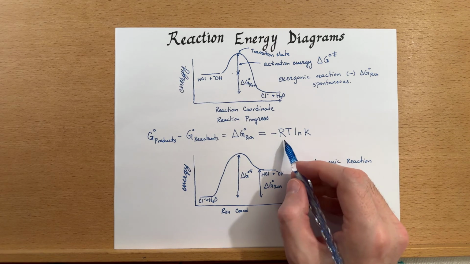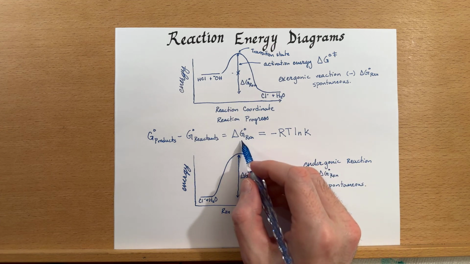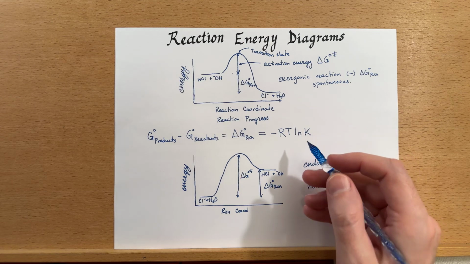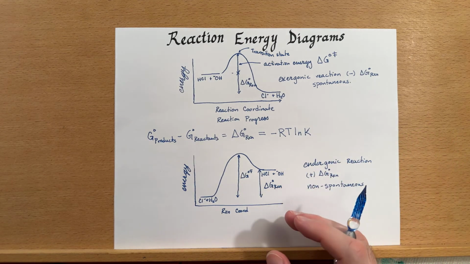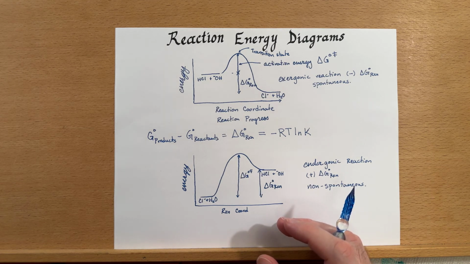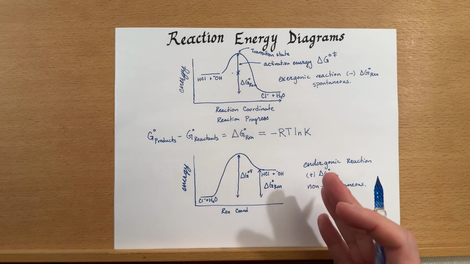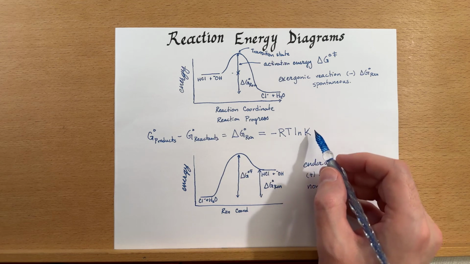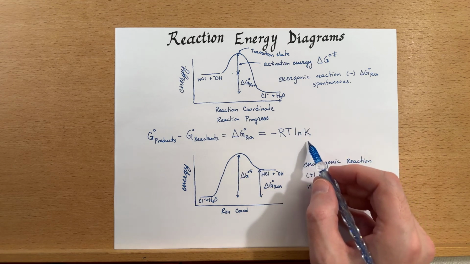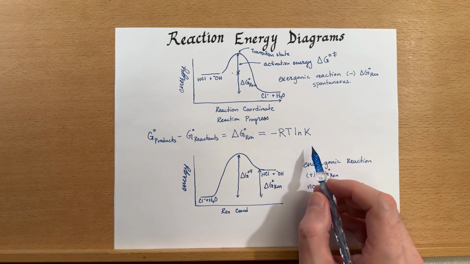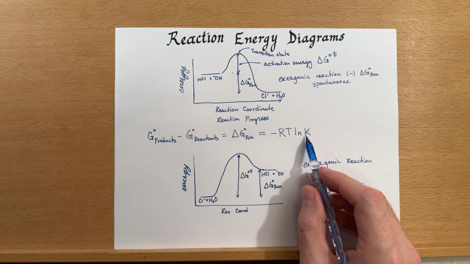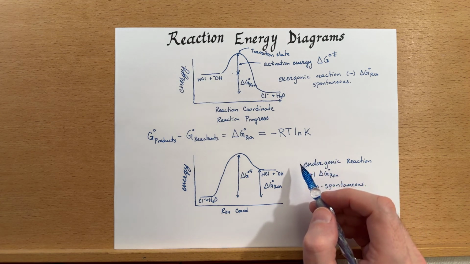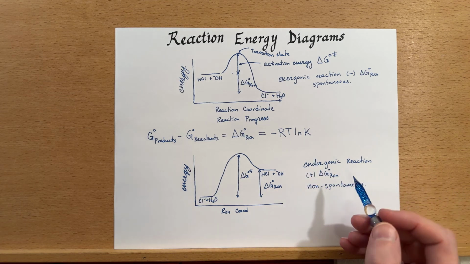And so both of these being a positive number, that means if delta G is negative, that K would have to be larger than 1. And that is, again, another way of saying we have a product-favored reaction. If delta G was positive, then that would force the ln K term to be negative. And that can only happen if K is less than 1 or small, which means that we have a reactant-favored condition.